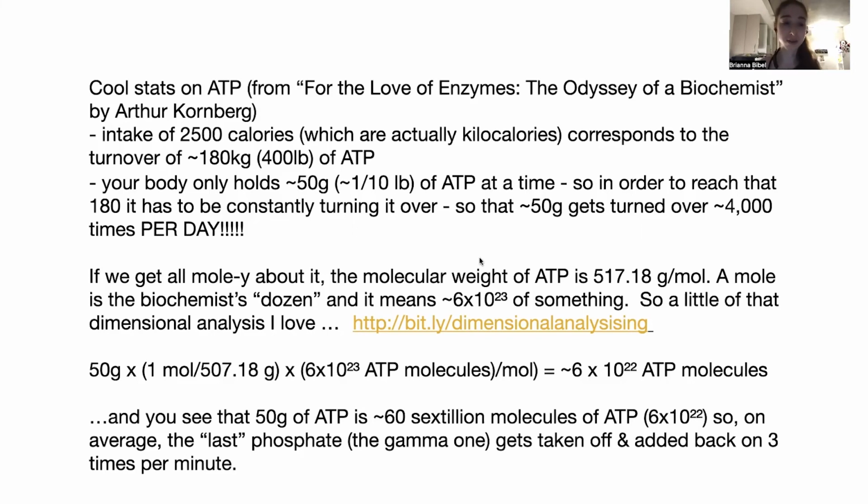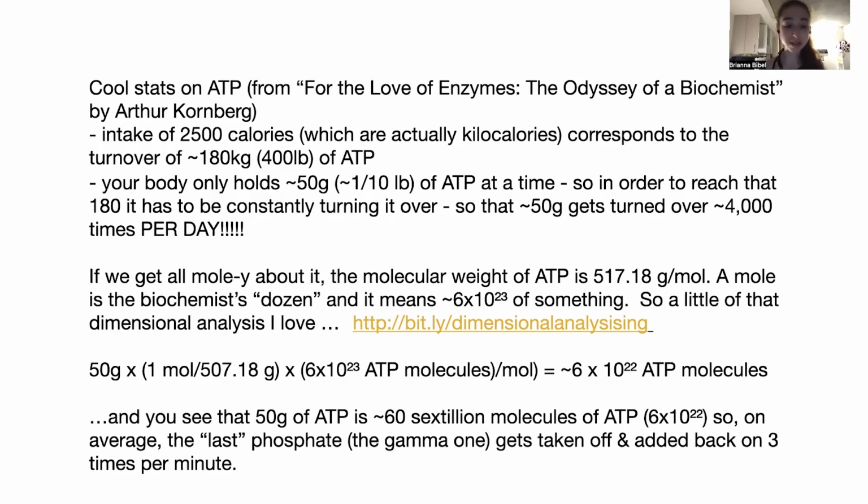And if we want to quantify things with molarity, so like copies of molecules, you can math it out and see that 50 grams of ATP is about 66 trillion molecules of ATP. So on average, that last phosphate, that gamma phosphate, gets taken off and added back on 3 times per minute, which is a pretty amazing stat.